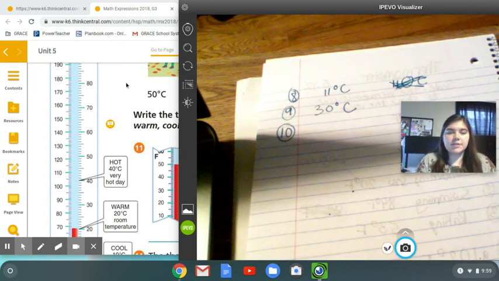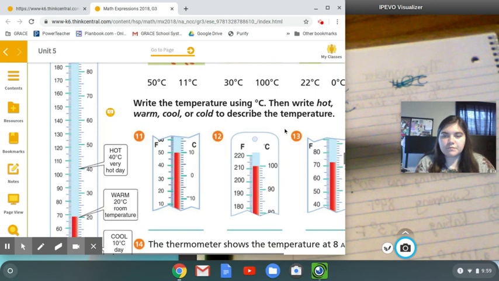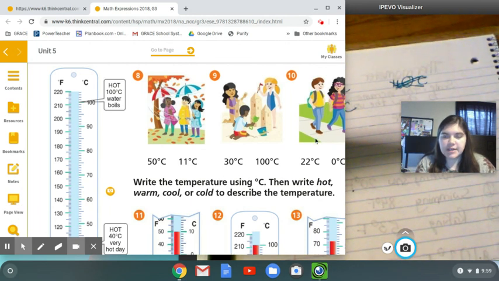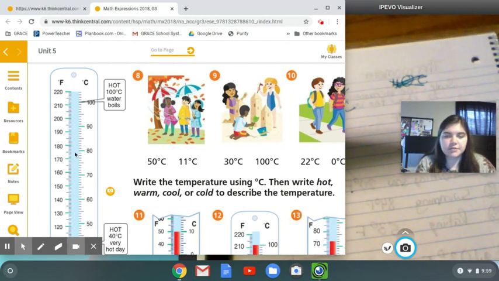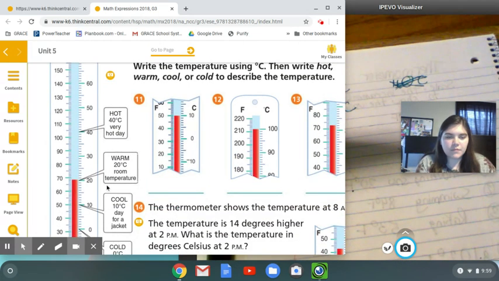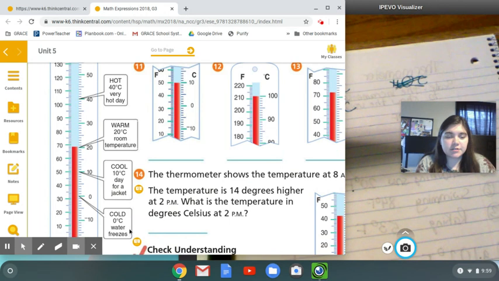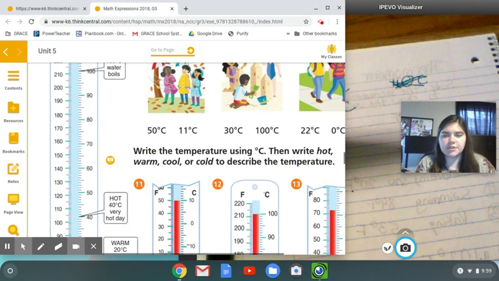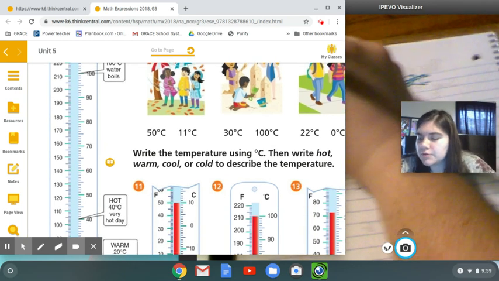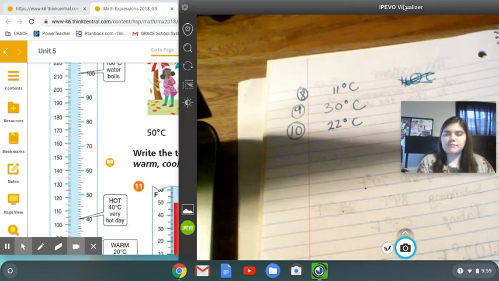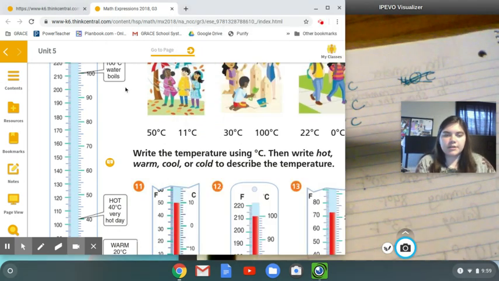And finally, number 10. We have two people walking with jeans and a t-shirt. Looks like a nice day. Is that going to be 22 degrees Celsius or 0 degrees Celsius? So let's check over here. 0 degrees Celsius means it's cold. That's where water freezes. So they probably want a jacket on. So it's probably not 0 degrees. So it must be 22 degrees Celsius. Alrighty, nice. Moving on.